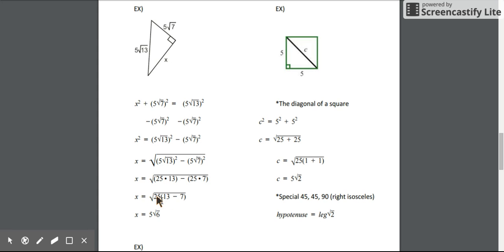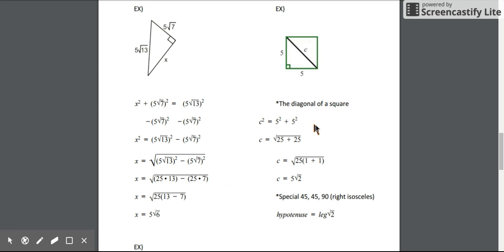I can take the square root of 25 out. That's a 5 at the front. And simplify 13 minus 7 and be left with 6 under the radical, which we can't simplify. So we're able to find the solution without multiplying these numbers, getting really big numbers and doing our work with those. Sometimes we can use factoring to simplify our work. Just another different method that we can use.